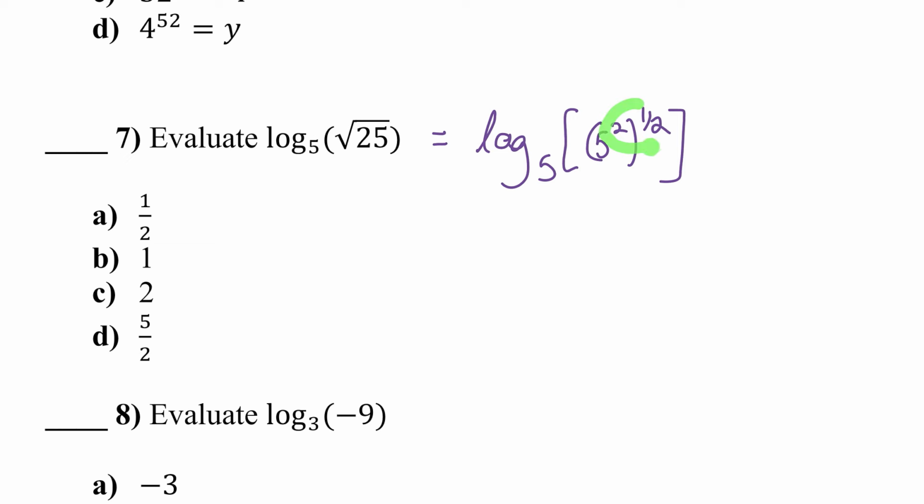And now when we have an exponent on top of an exponent, we can multiply them together. 2 times a half is 1. So this really just equals log base 5 of 5. And now this expression just means 5 to what exponent equals 5. 5 to the 1 equals 5, so the answer is B.